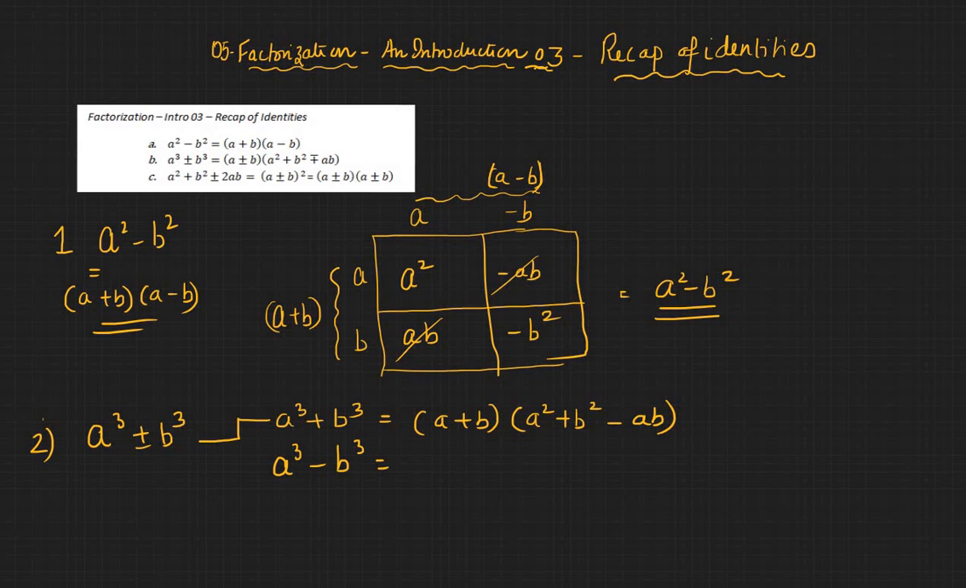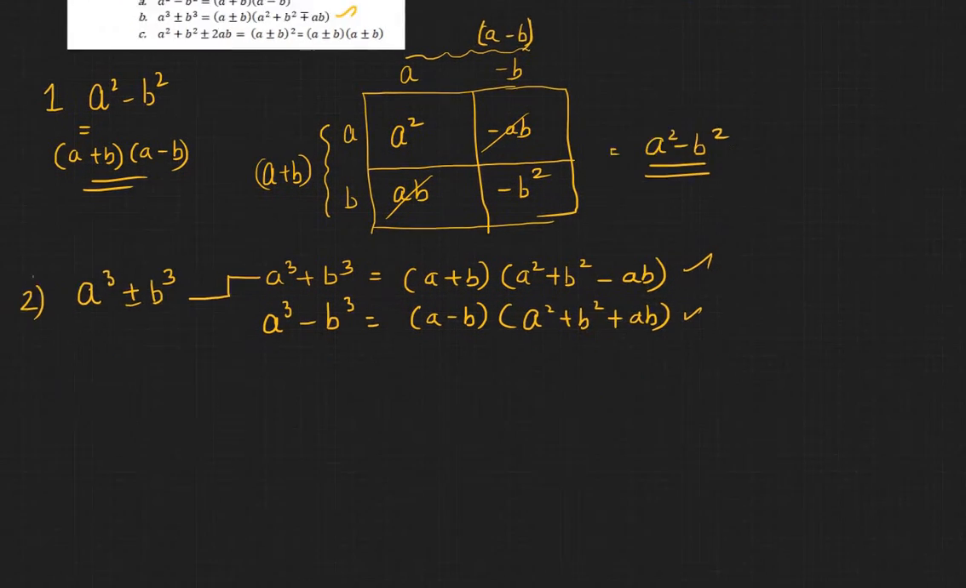And a cube minus b cube would be, again, the minus in the bottom corresponds to minus in the bottom here, which is a minus b into a squared plus b squared plus ab. So what you're seeing is two equations compressed into one. We have decoded how to interpret this plus or minus as two different equations that you see here, sum and difference.